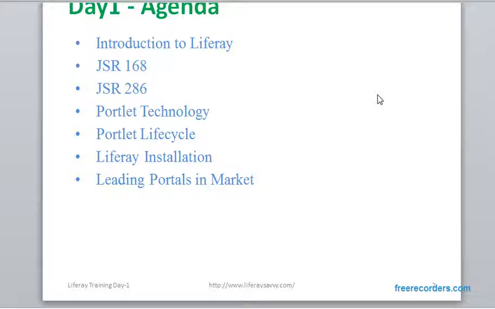So the agenda is: introduction to Liferay, and then we need to talk about the implementation of portlet technology, which is based on JSR 168 and 286 standards. In JSR 168 and 286 we have the portlet life cycle and other information, like Liferay installation and a Liferay overview, including the user interface and admin interface. And we will also talk about the other leading portal technologies in the market.